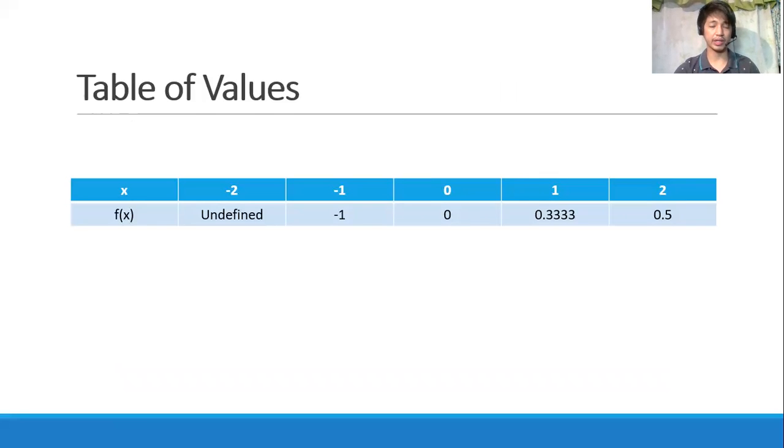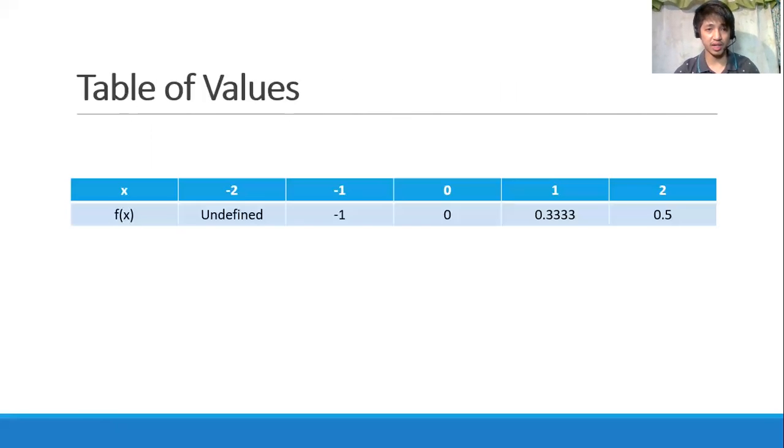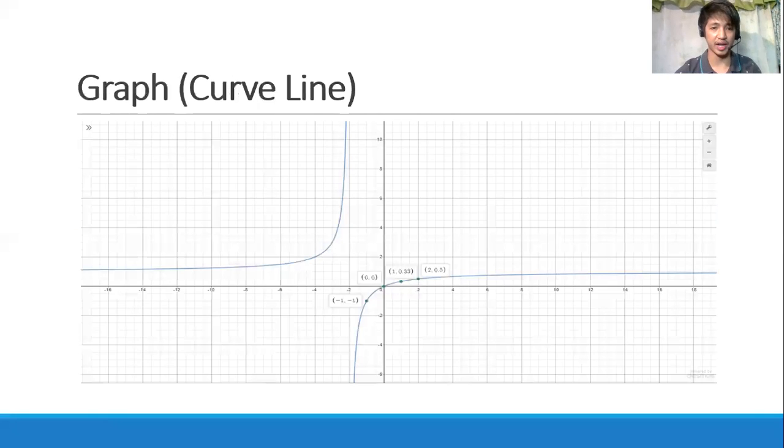After that, we are going to use this table of values to represent the function. We cannot represent -2 and undefined. So we have -1 and -1, then 0 and 0, then 1 and 0.33, and 2 and 0.5. As you can notice, the graph is represented by a curved line.